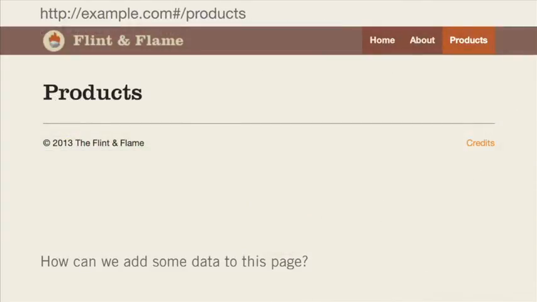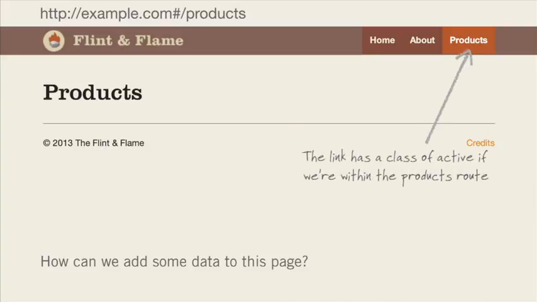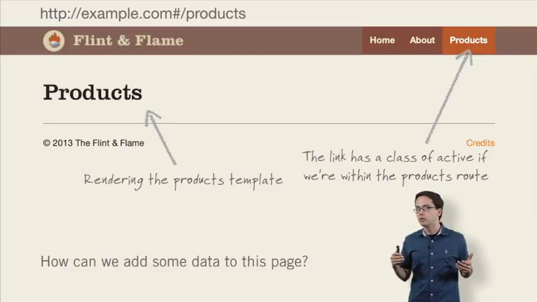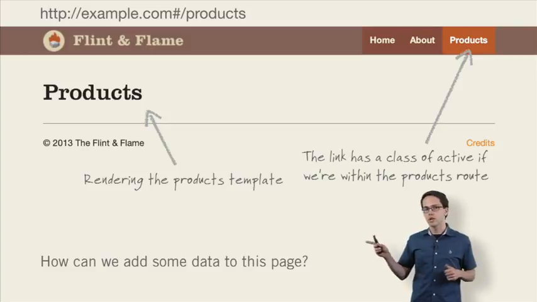Here you can see if we go to this URL listed here, we'll see that the link has a class of active because we're in the products route, and it renders the products template, as we'd expect. To build out this page, we want to list out a series of products, but we want to pull that list out of some sort of data resource. So let's figure out how to do that now.